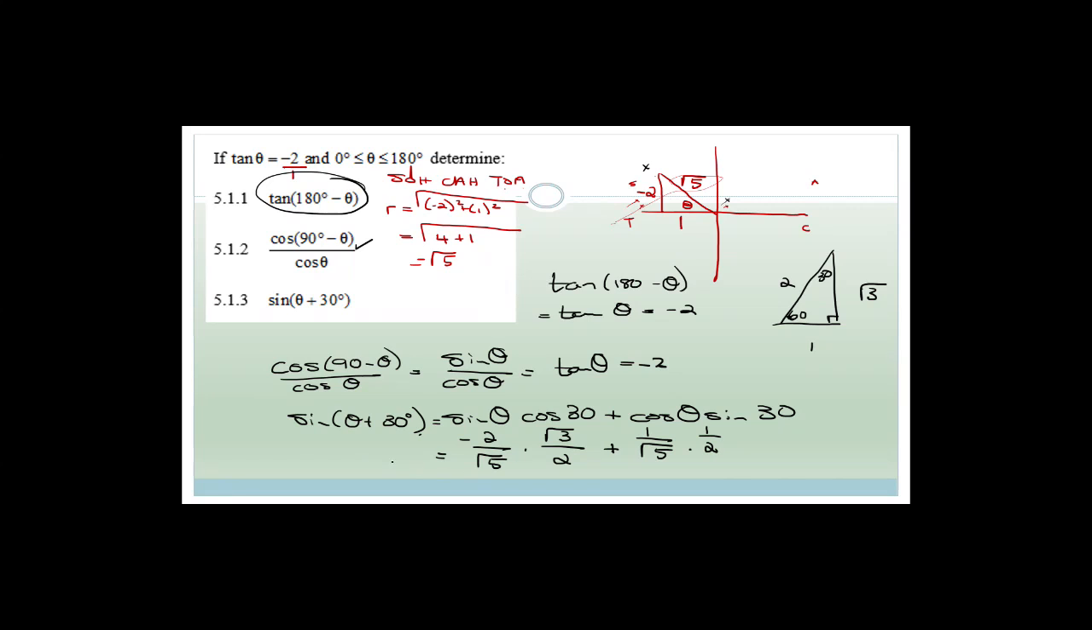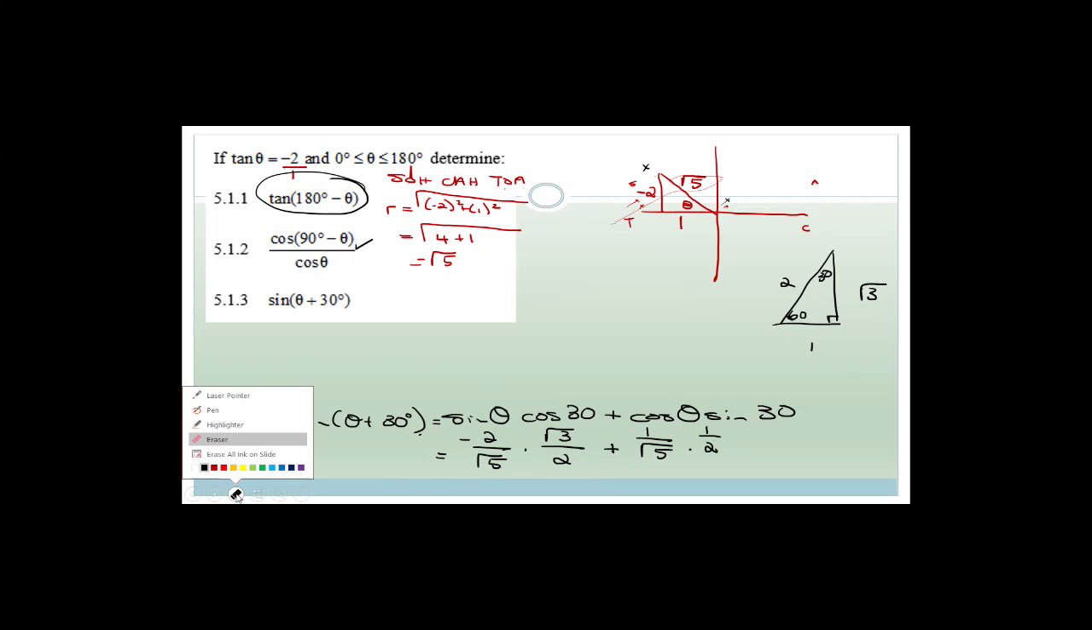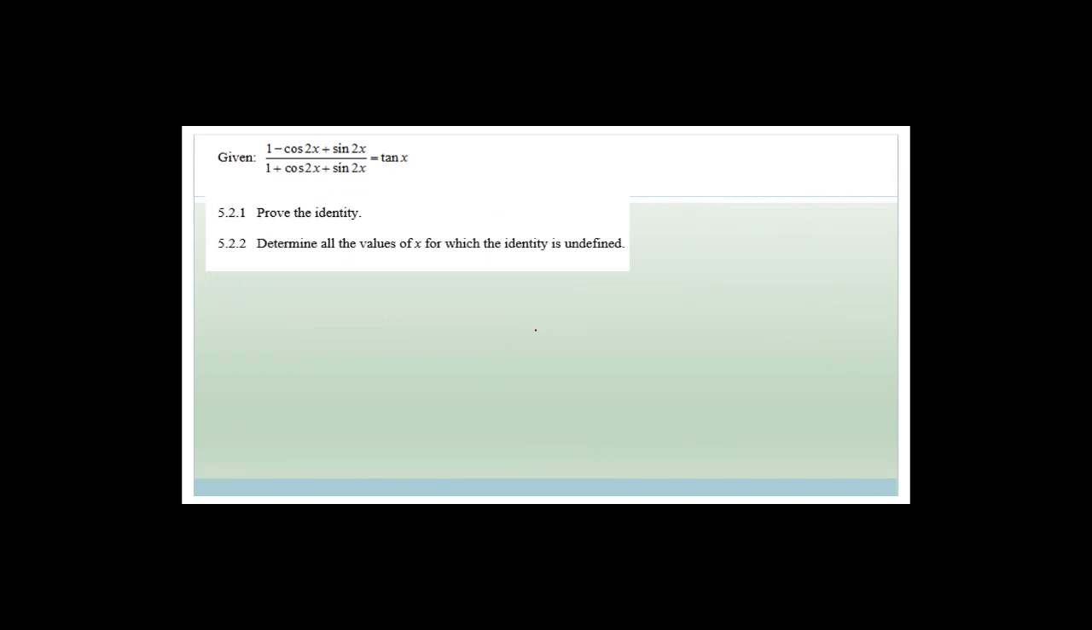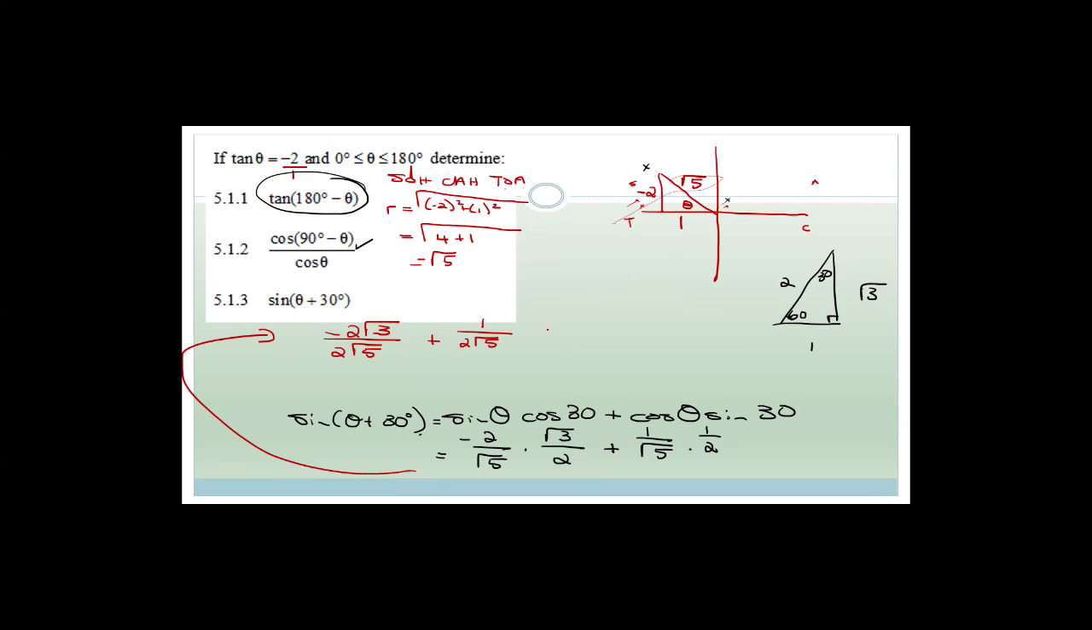So therefore, do you agree you've got, running out of space. Okay, let me just write it above it. So this becomes minus 2 root 3 over 2 root 5 plus 1 over 2 root 5, which equals 1 minus 2 root 3 over 2 root 5. And that's it. That's as far as we need to go.